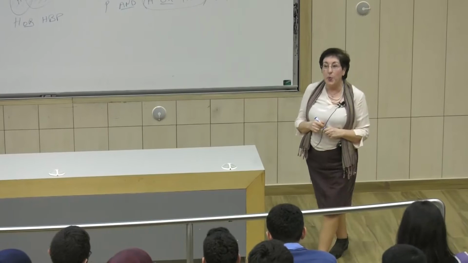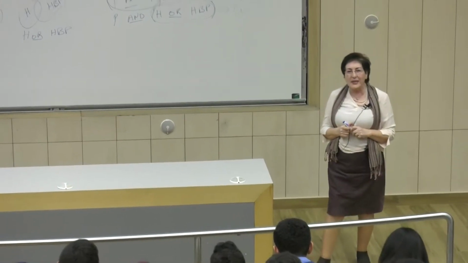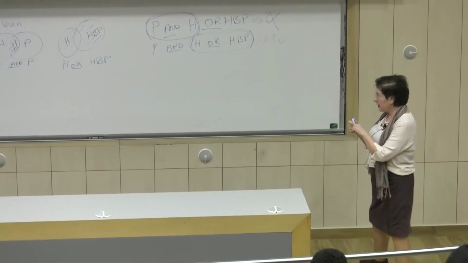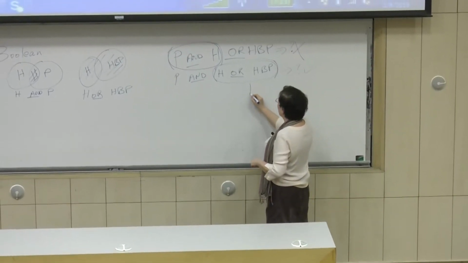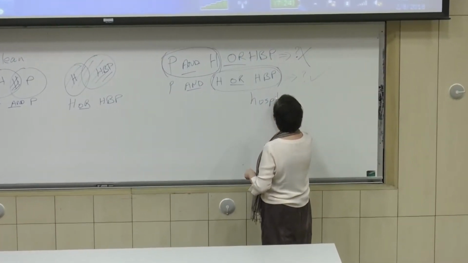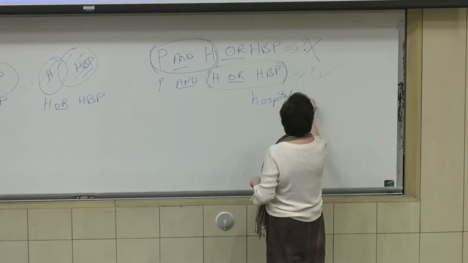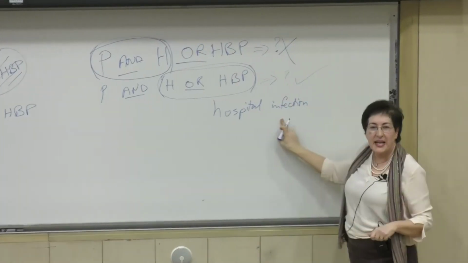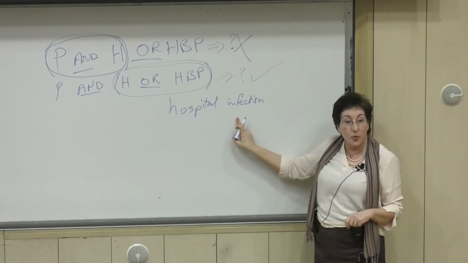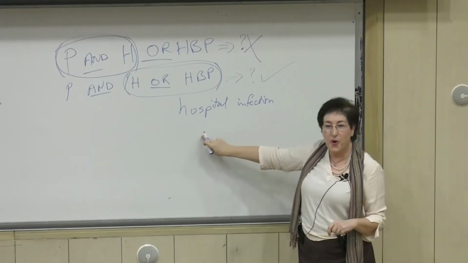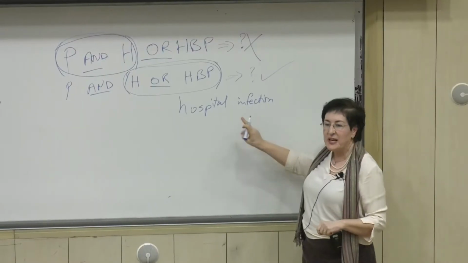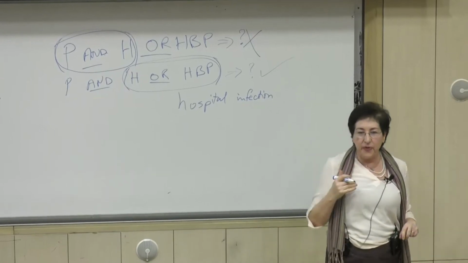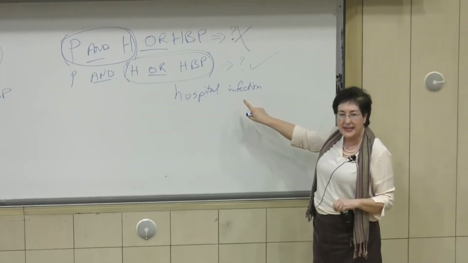Now, some programs have what we call Boolean by default. What is the default Boolean in Google? If I do hospital infection, let me say I'm searching hospital infection like this in Google, what will it search for me? Hospital AND infection. It's a Boolean AND by default. The space is considered as AND.